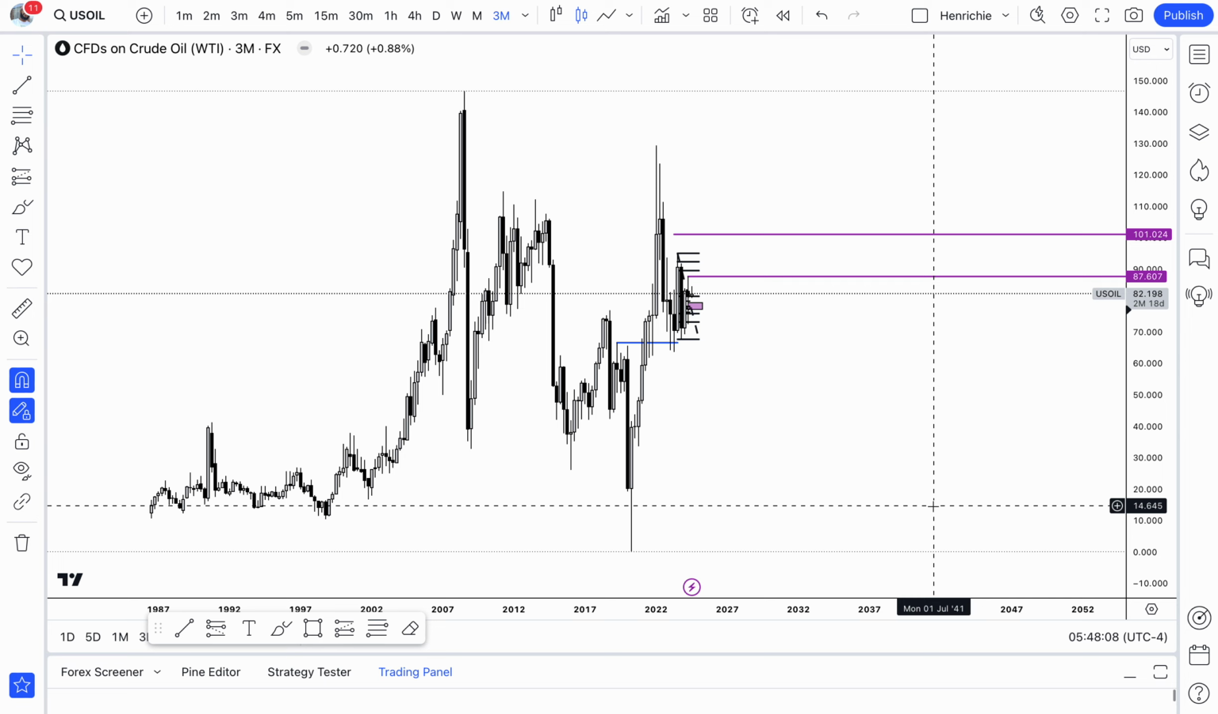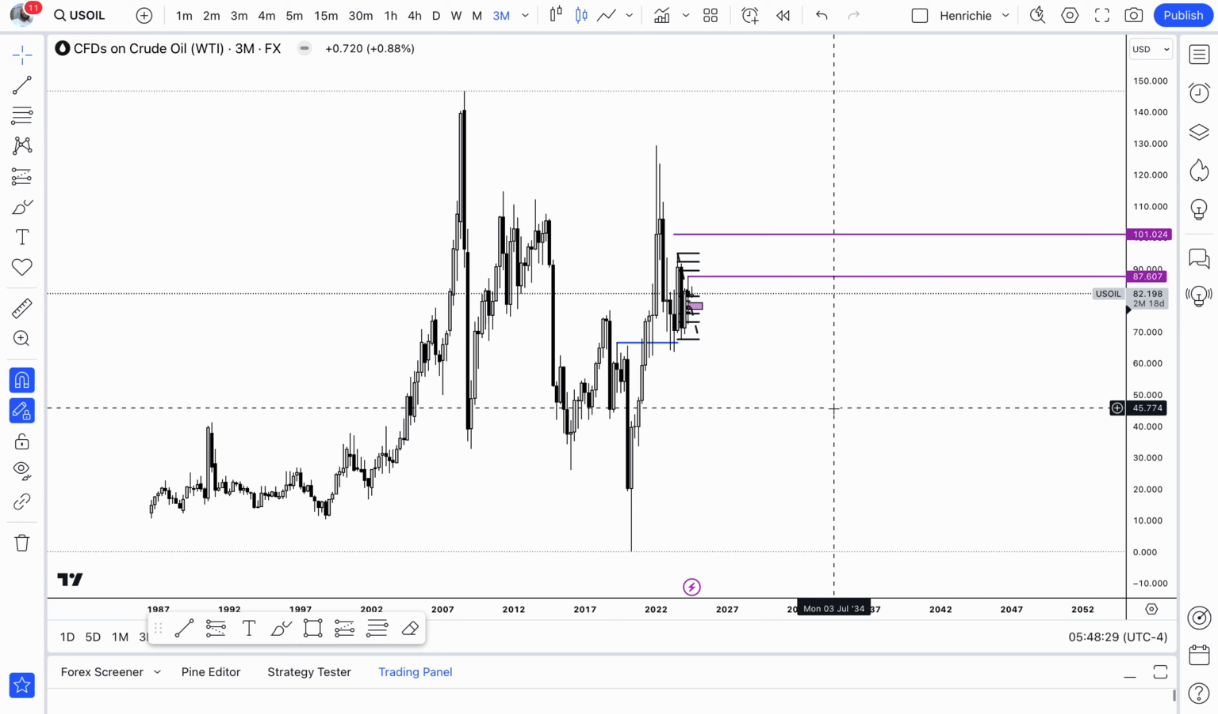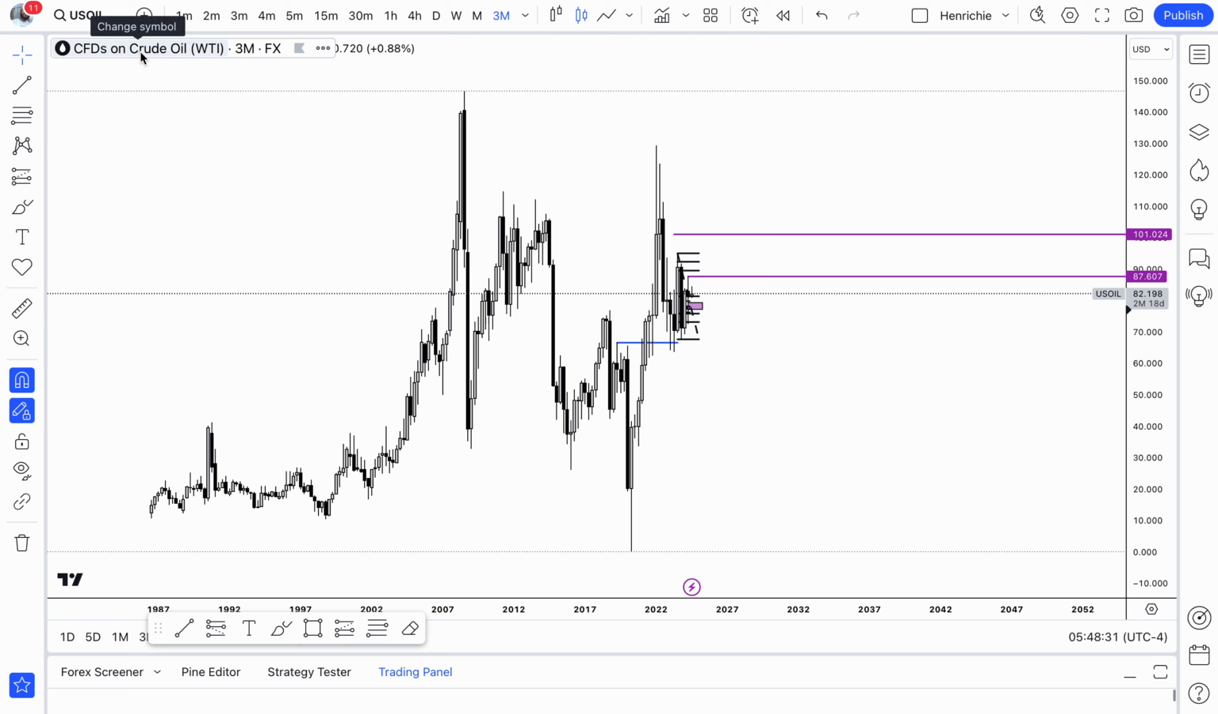Now, the first thing to do, there are two simple steps. The first one is to understand the structure from the bigger time frame. The second one is to understand how to use the Fibonacci. Now, in this case, as you can see, we're working with oil. We're using oil as an example. And we're currently on the 3-month time frame.